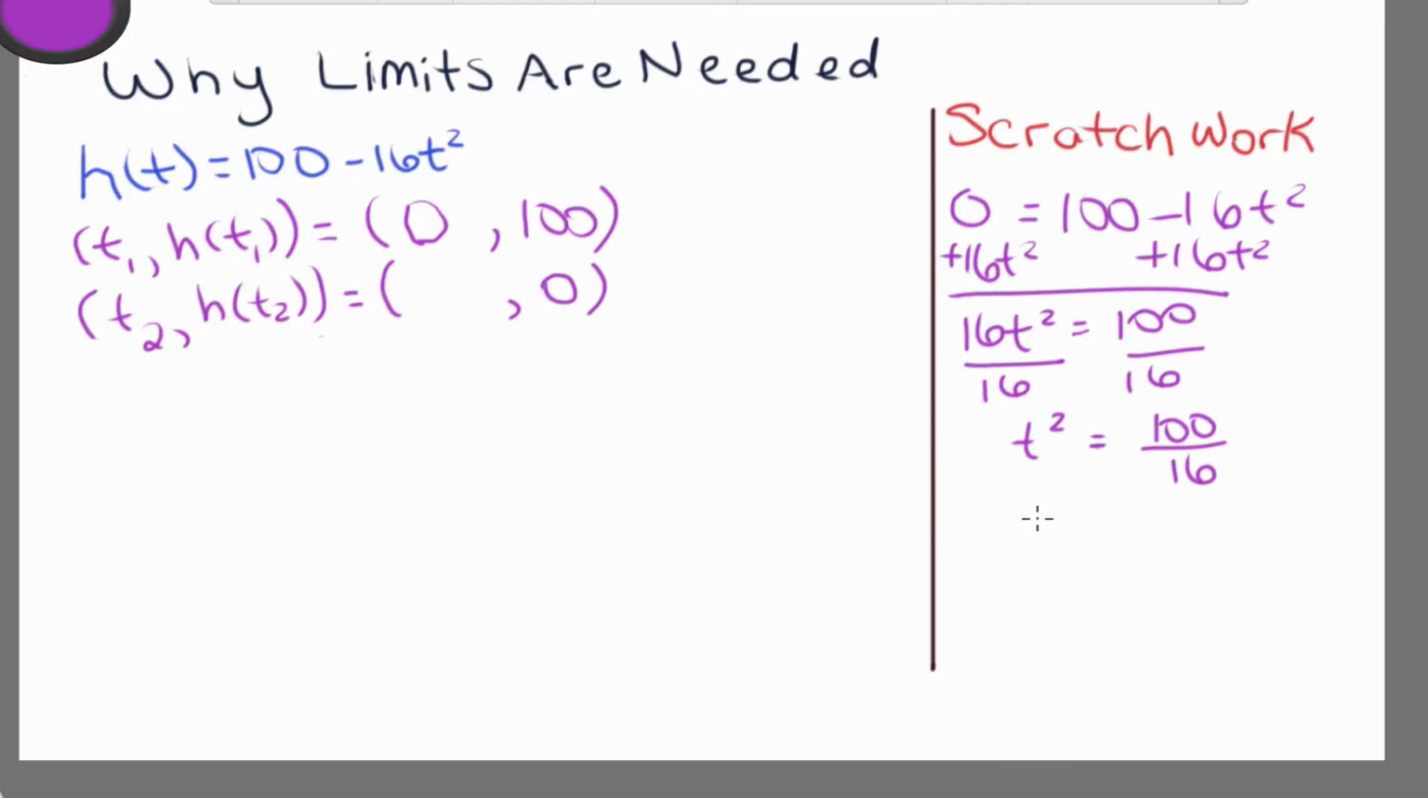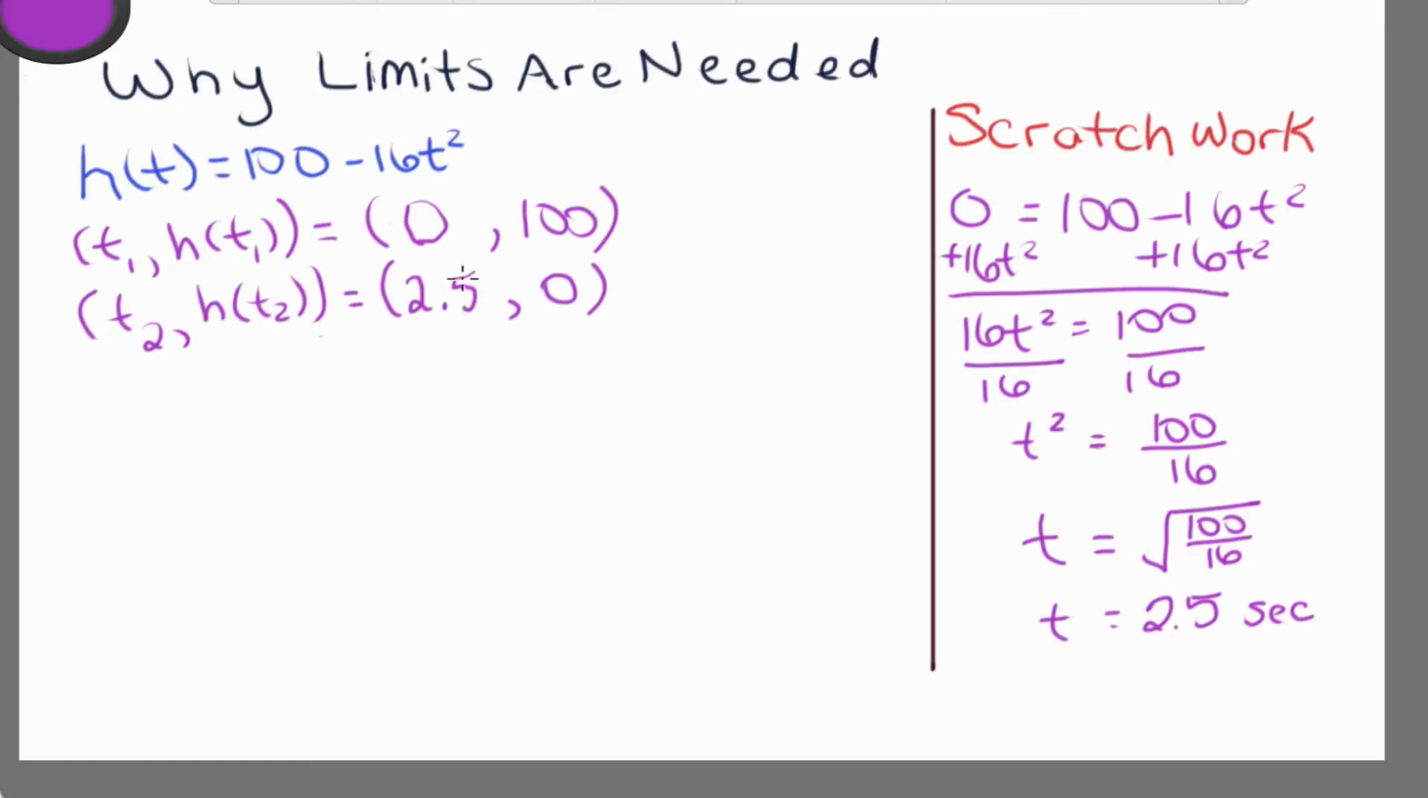And we would normally do the plus or minus square root, but we know that time is positive, so we don't need the negative version. We'll just use the positive version. Positive square root of 100 over 16. That actually comes out to be 2.5. And remember, this is time, so it's actually seconds. 2.5 seconds. So that's what t sub 2 is, 2.5 seconds.